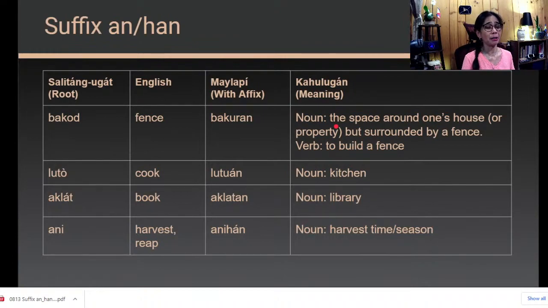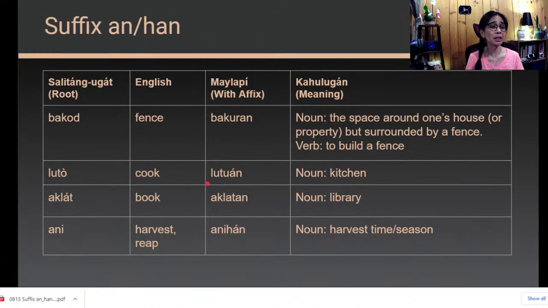So it's a noun. Bakuran here in English you say backyard or front yard. It could be backyard, front yard. We call it bakuran. Is that good, Bruce? That's good. Another word is luto. Luto means cook.